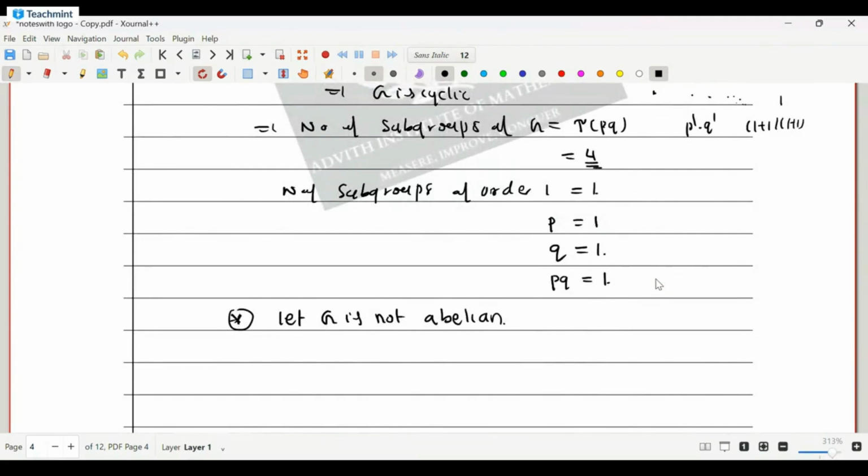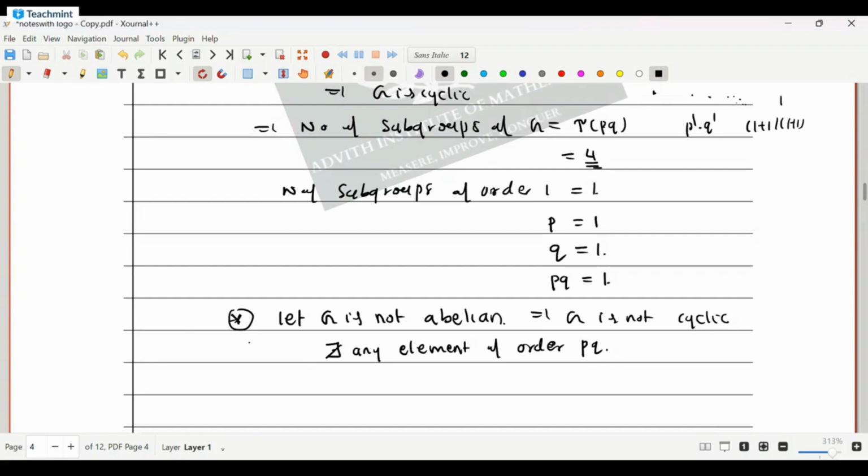ఎన్ని వస్తాయి? If G is not abelian అంటే G is not cyclic అండి. So that means there does not exist any element of order PQ. So G is not abelian implies that G is also not cyclic. So there does not exist any element in G such that order of that element is equal to PQ.